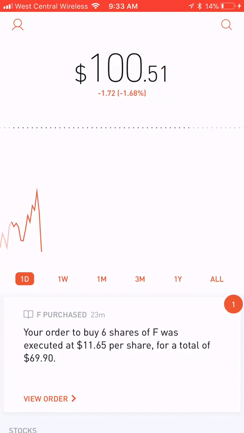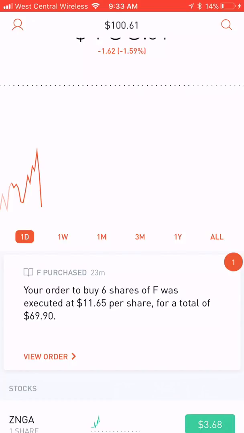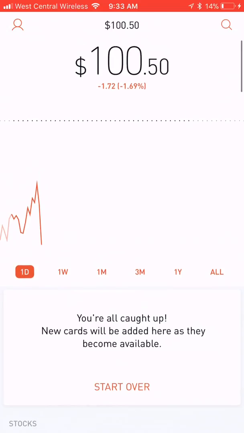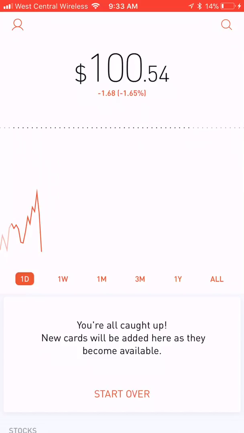Of course, there's also advantages and disadvantages to having a Robinhood trading account. Just to kind of go through here, first of all, usually you get news here or notifications telling me I just bought 6 shares of Ford at $11.65 a share. And they also will give you updates on the market or certain things on your watch list. So if you go to the top, it tells you the total value of your holdings account and if it's up or down for the day.